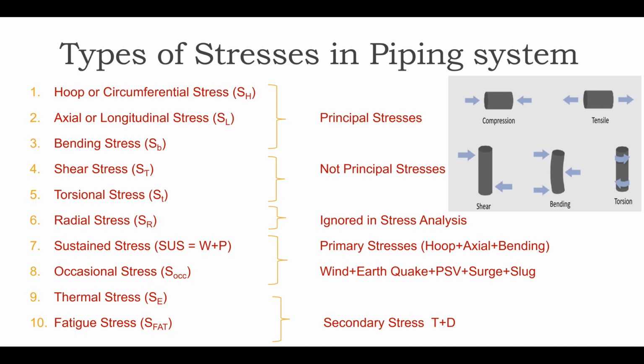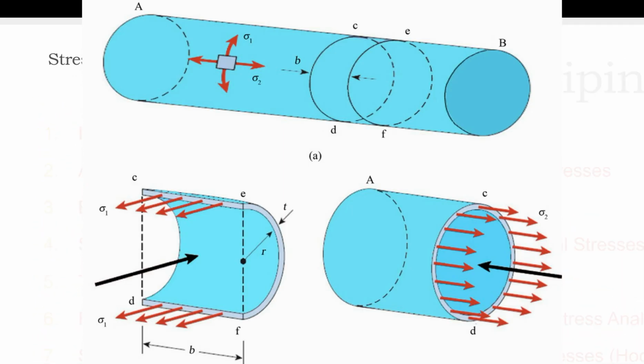So let's discuss one by one all these stresses, how to calculate these stresses, and what the allowable values are for these 10 types of stresses. When will hoop stress be produced in the piping system? So it's a question mark.